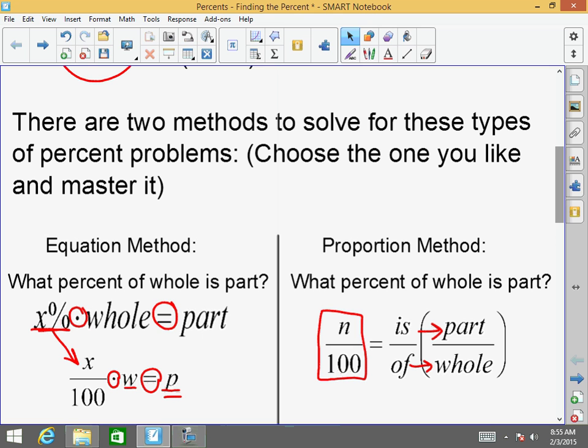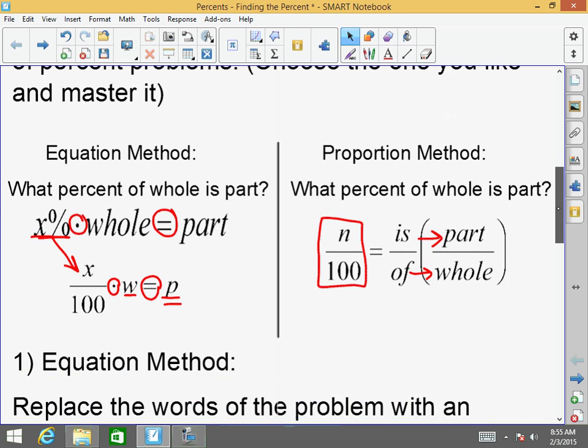It really doesn't matter to me which way you use, but choose one way. We already said this in the last lesson, I'm going to say it in this lesson, and I'm going to say it in the next lesson. Choose one way and really become a master of it.